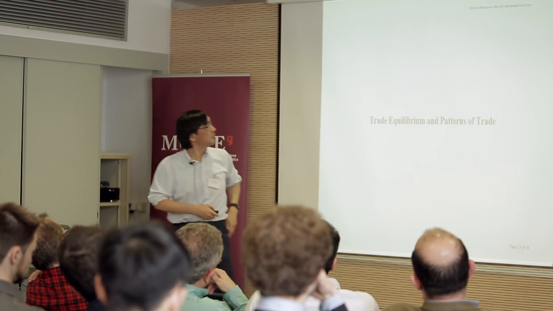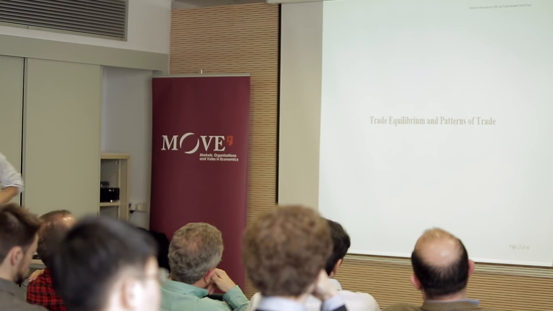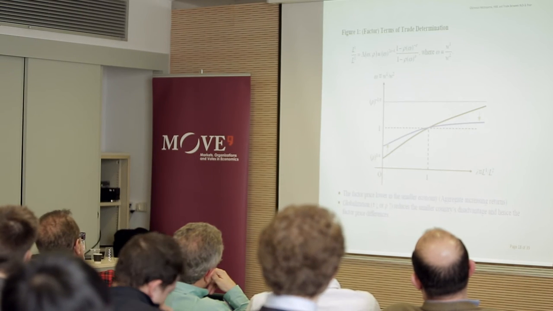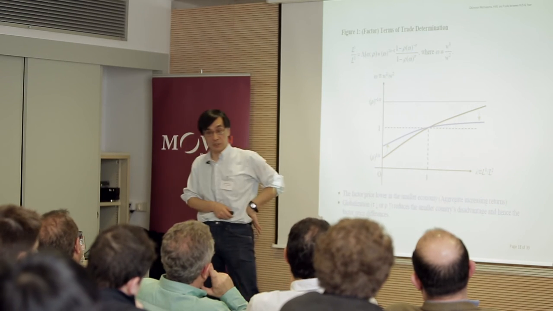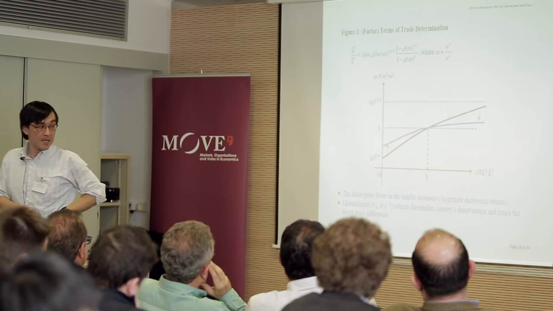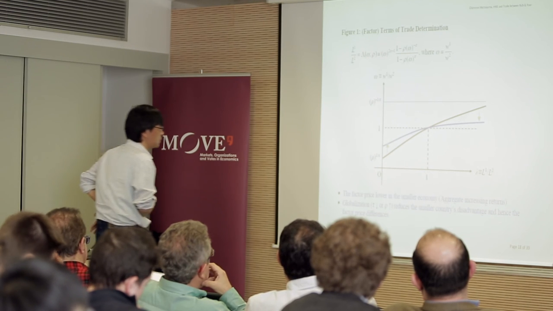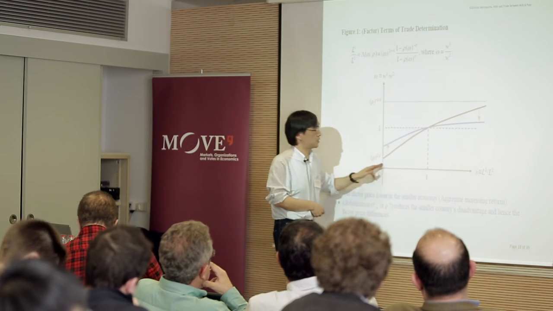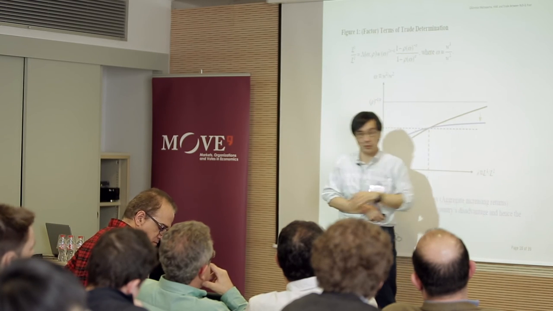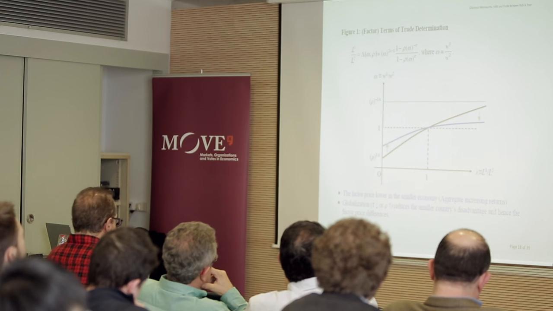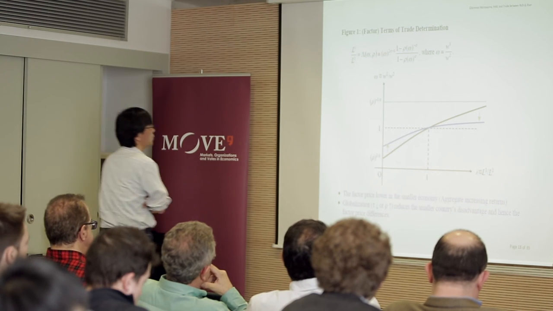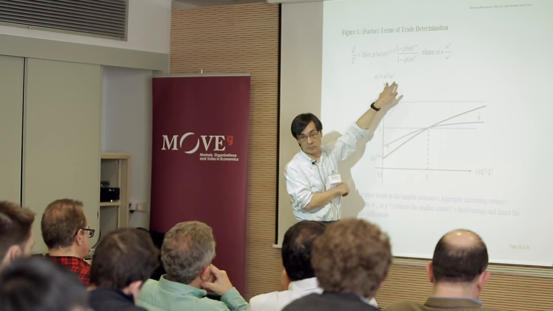Actually, I'm going to skip this. Okay. So now, what happens when they start trading with each other? The first thing I need to solve for is the relative wage rate between the two countries. And it turns out to be quite simple. It looks like this. Here is the ratio of the two countries measuring the total labor supply, and here the relative wage rate.